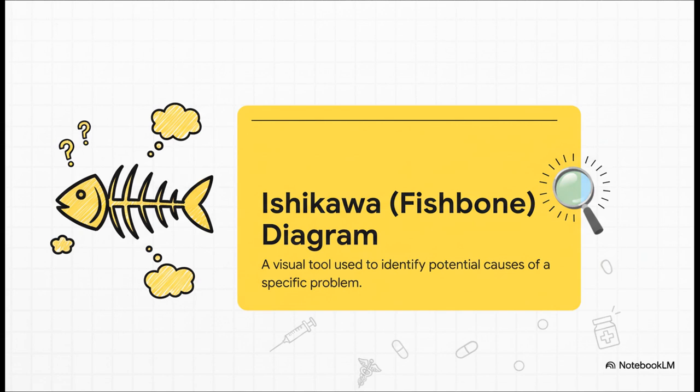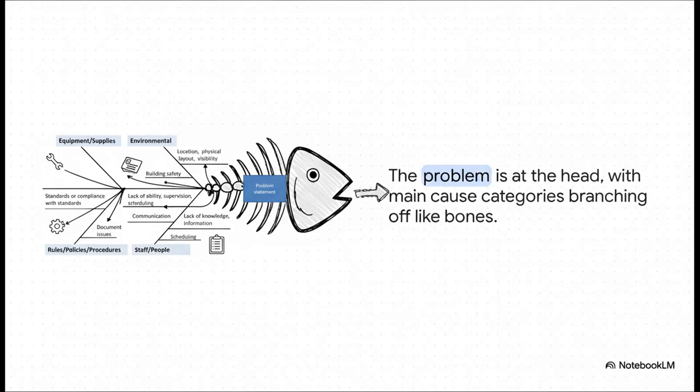Its only job is to get every single potential cause out of our heads and organized in a way that actually makes sense. It's all about making our thinking visible. And yeah, you can see right away where it gets the name. The main problem is the head of the fish. And then, branching off like a skeleton, you have your big categories of causes. For us in healthcare, that's often things like equipment, policies, the environment, and of course, people.